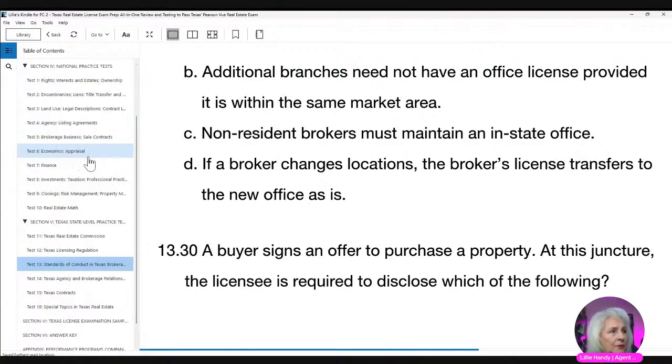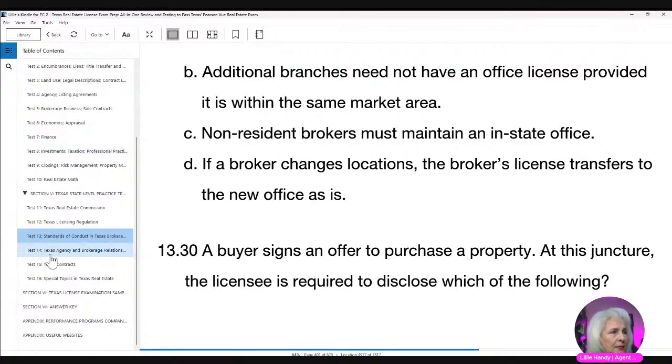Test 13 for Texas has to do with standards of conduct in Texas brokerage practices. So that's what the following questions have to deal with. Standards of conduct in Texas brokerage practices.